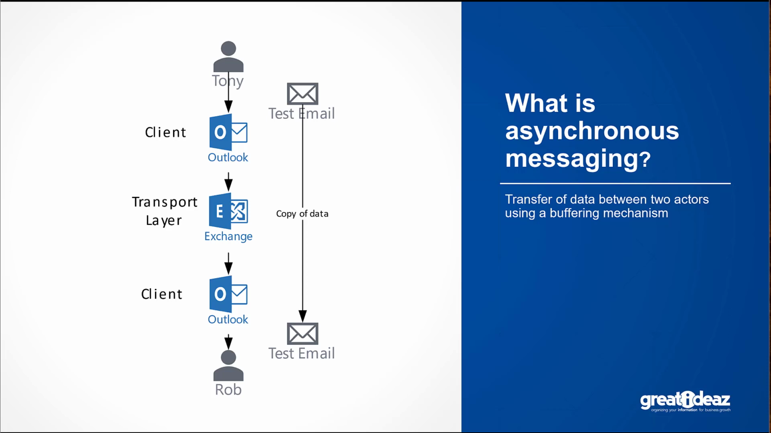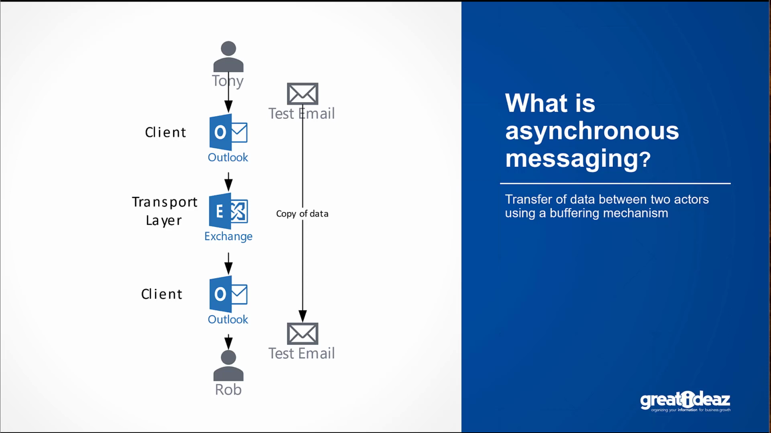Now, that message will sit in Exchange until Rob signs into Outlook, and his Outlook client on his computer is going to basically go to Exchange and say, hey, are there any messages for Rob? And if the Exchange transport layer has got messages for Rob, it will then send those messages into Rob's email client, and that message will then be available for Rob to be able to read. So this is a classic example of an asynchronous messaging platform.